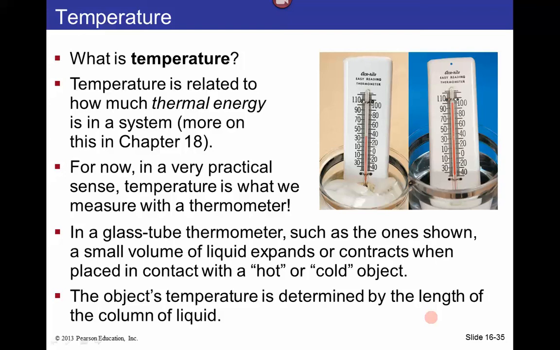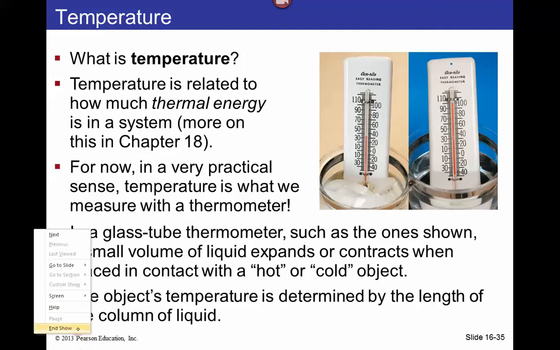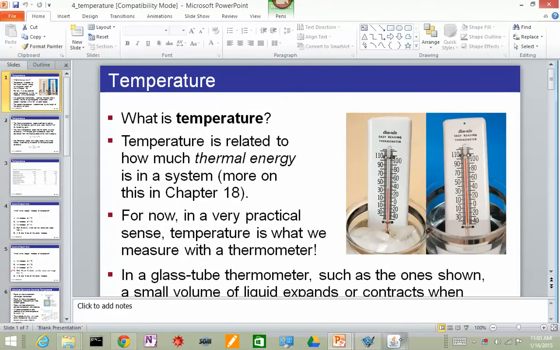Okay, in this video we are going to introduce the fundamental quantity that we call temperature. And the first question that comes to mind is, what is temperature? And to show what that is, let's just show you a little simulation that I have here.